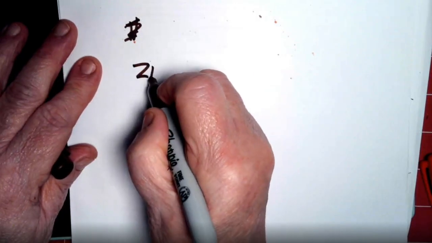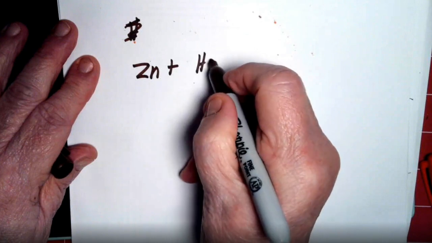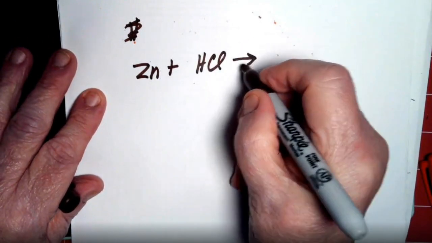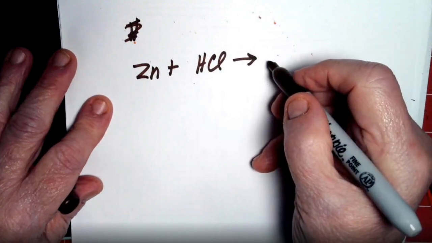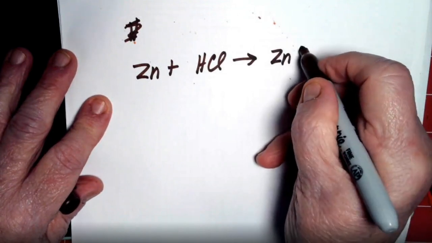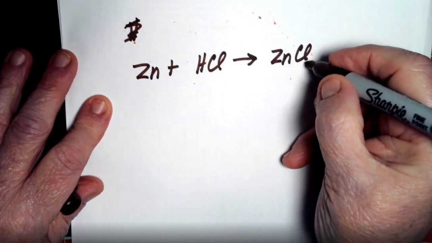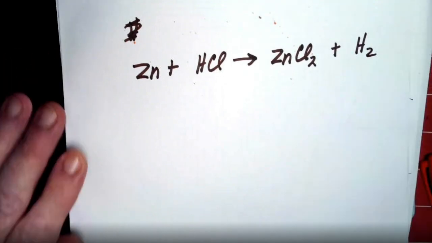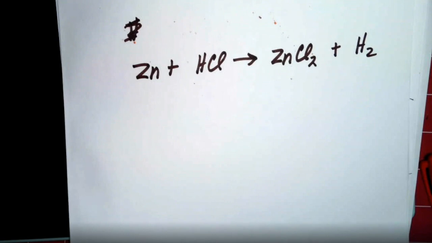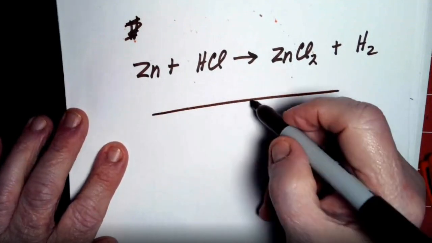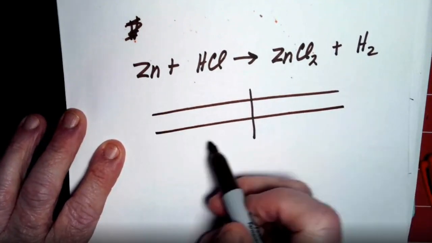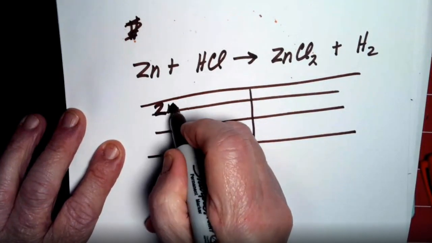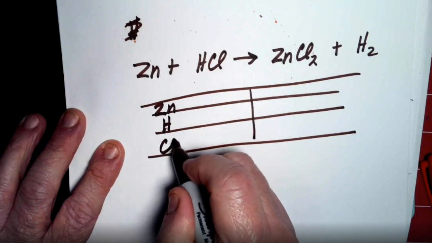Let's do Zn plus HCl. I'm going to write the Cl that way. That's kind of a little easier to tell it's not a number. And then ZnCl2 plus H2 gas. Okay, I'm going to make my little table. I have 3 elements again. This time I have zinc, I have hydrogen, and I have chlorine.